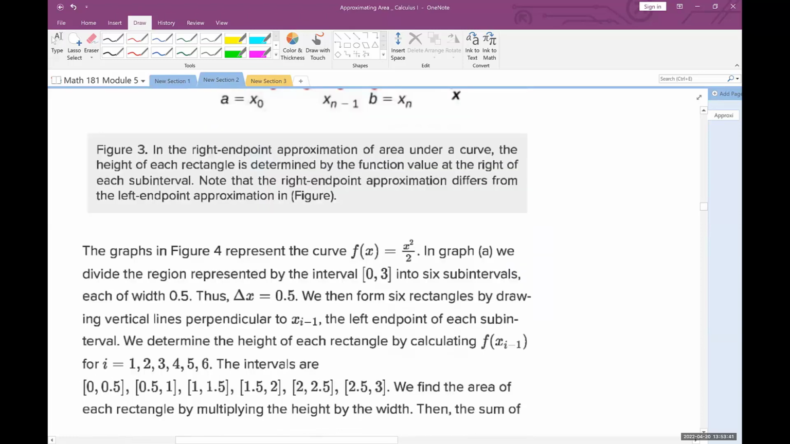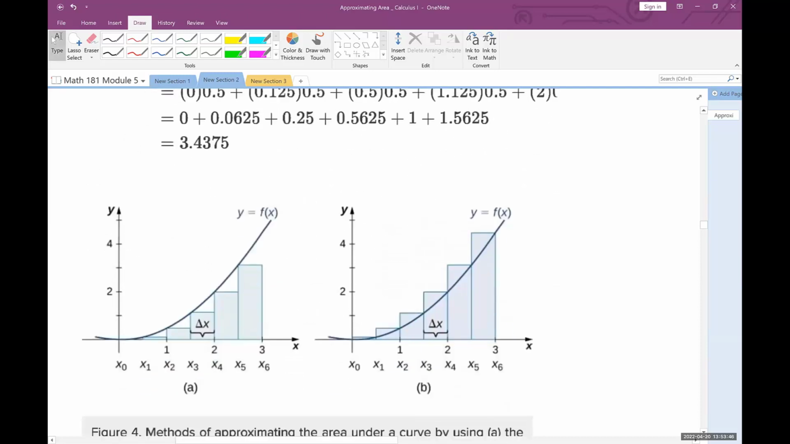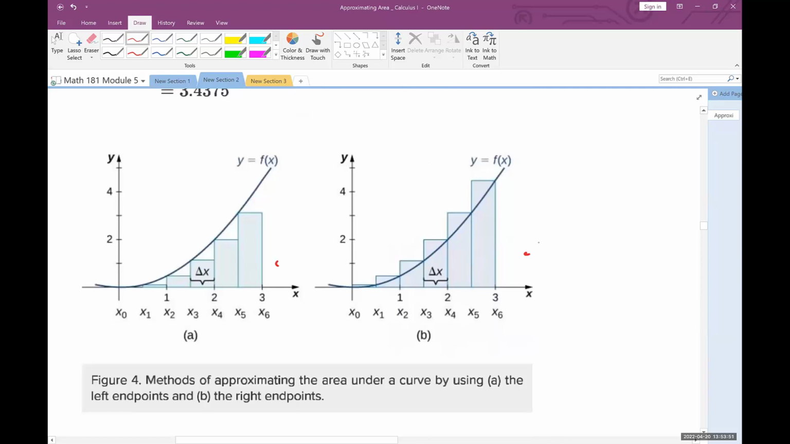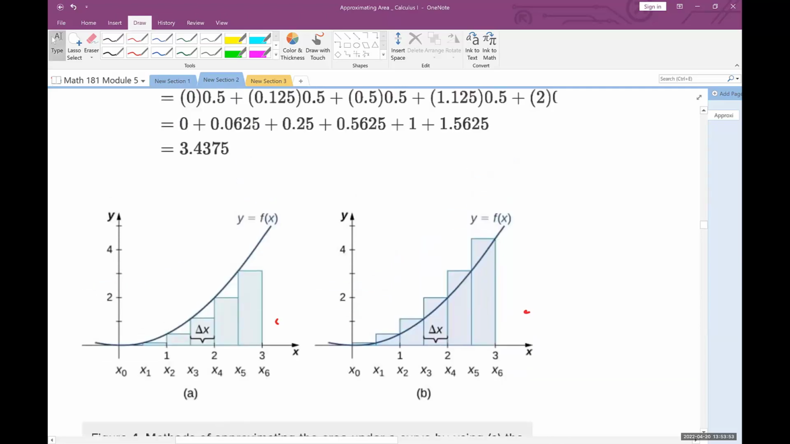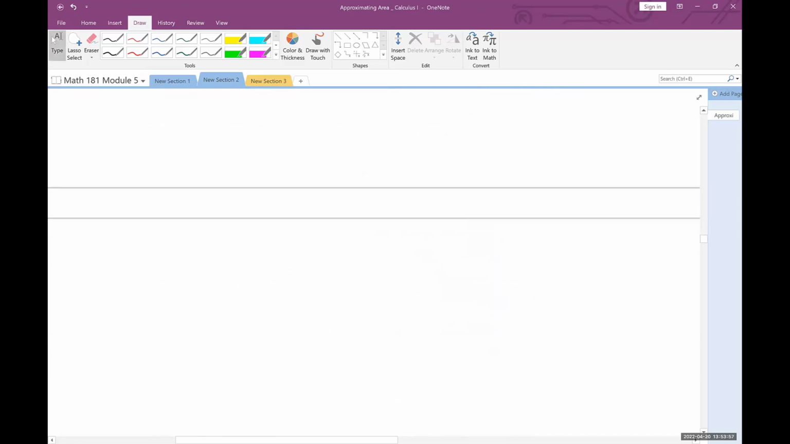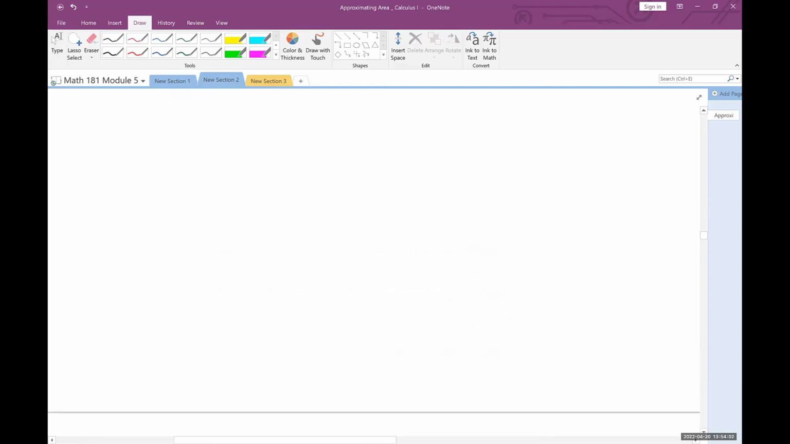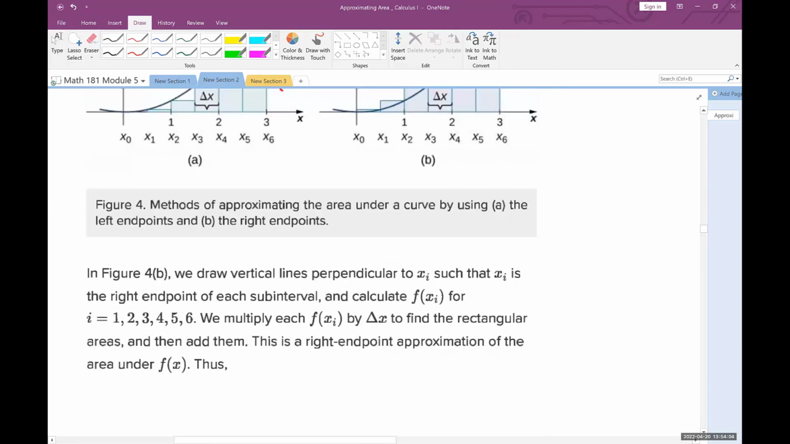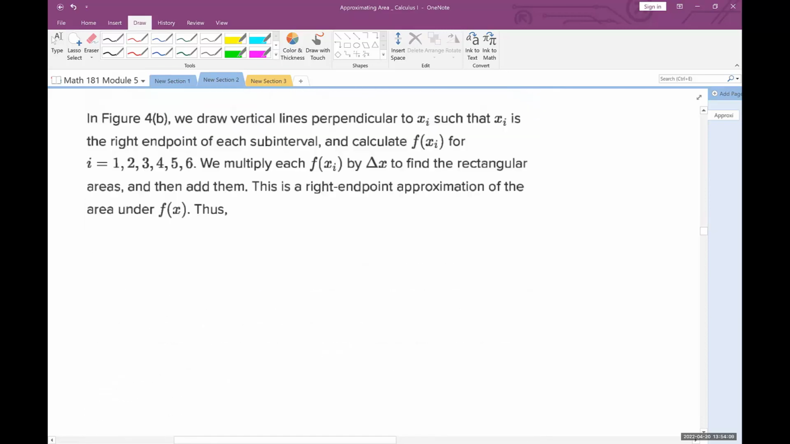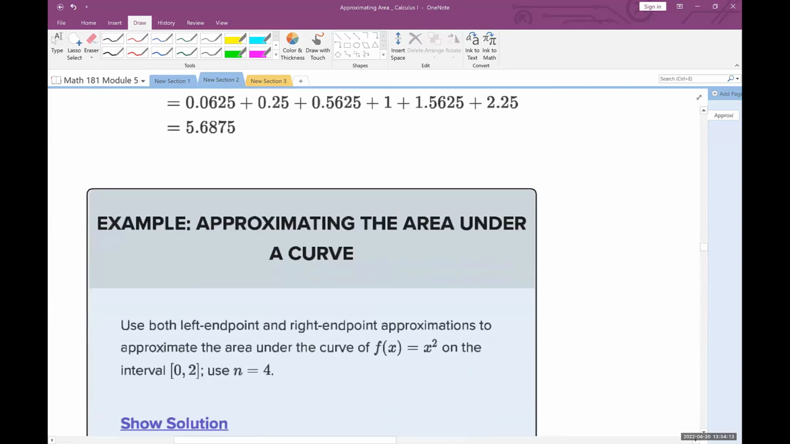Okay, so let's do an example with this. Here's just showing the calculation. Here's the left, here's the right. The left gave us 3.4375, and then the right calculation, they do it down here, was 5.6875. So that's quite a big difference. That's over 2 difference, given the size of the other values. That's significant. So let's do our own approximation.